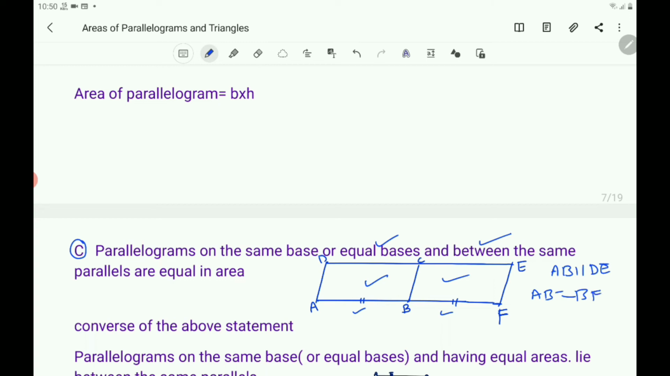Here AF parallel to DE and AB equals BF. So these two are the parallelograms. Which are the parallelograms? ABCD and CBFE are having the equal bases and they are between the same parallels. So they are also having equal areas.